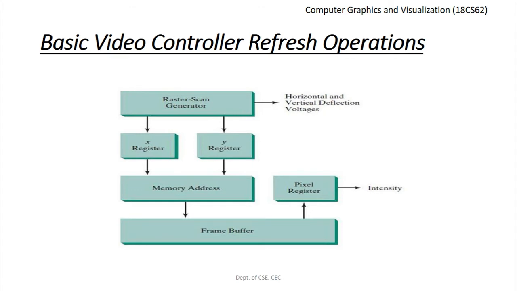So if you want to speed up the pixel processing, we can retrieve multiple pixel values from the refresh buffer, and we can also store multiple pixel values in the frame buffer. When a group of pixels has been processed, the next block of pixel values will be retrieved from the frame buffer. Rather than retrieving one pixel value at a time, we can retrieve a block of multiple pixel values from the frame buffer in order to speed up the pixel processing by the video controller.